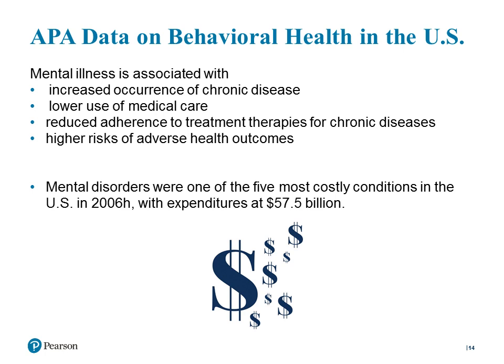The American Psychological Association data on behavioral health in the United States points out that mental illness is associated with increased occurrence of chronic disease, lower use of medical care, reduced adherence to treatment therapies for chronic diseases, and higher risks of adverse health outcomes. Nearly half of those with any mental health disorder meet criteria for 2 or more disorders, and the severity then is strongly related to comorbidity. And over 8.9 million people have co-occurring disorders.